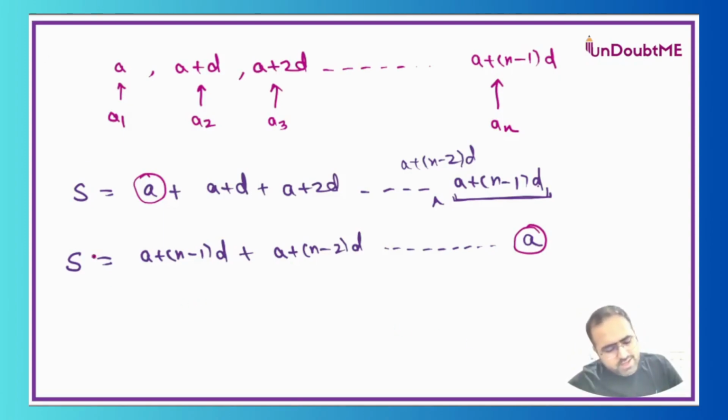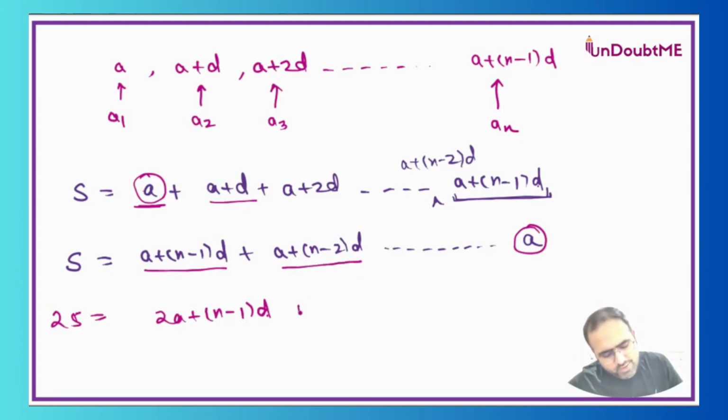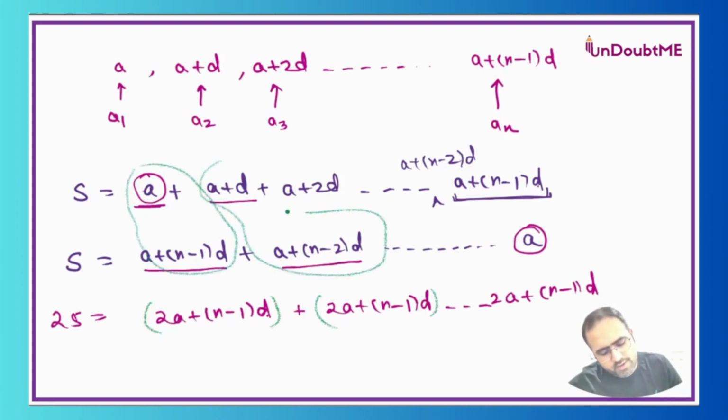So when we add them, it will be s plus s, 2s. First term will be added with first term over here, so it will be a plus a, 2a plus n minus 1 d. Then a plus d will be added with a plus n minus 2 d. Once again, you are going to get 2a plus n minus 1 d. Likewise, if you look at the last term, over there also we are getting 2a plus n minus 1 d. So the conclusion is that every time we add two terms, we get the same 2a plus n minus 1 d.